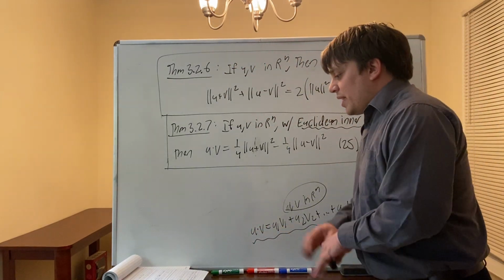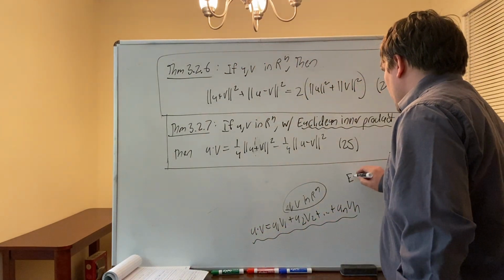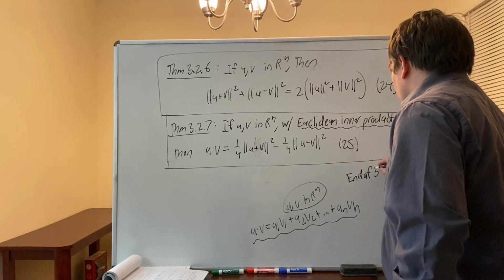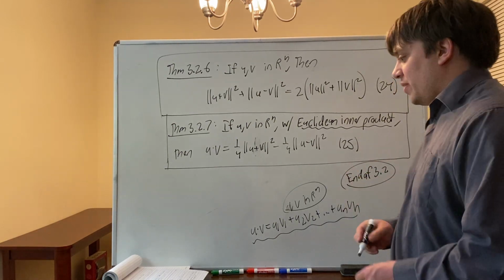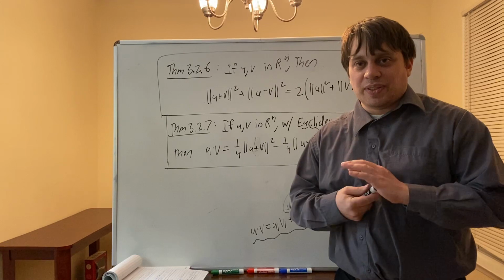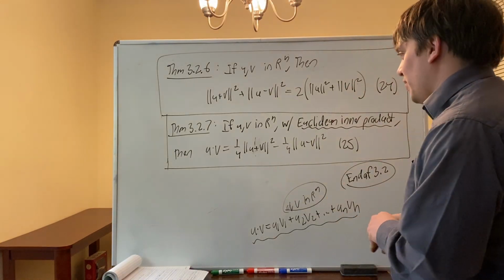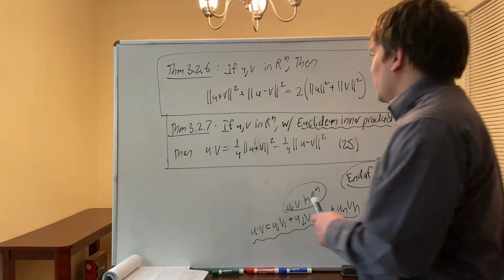Okay, so that's the end of 3.2. Alright, so that's how a section ends. It gets really confusing or difficult at the very end. Now that's the end of 3.2. Now we're going to go to 3.3.